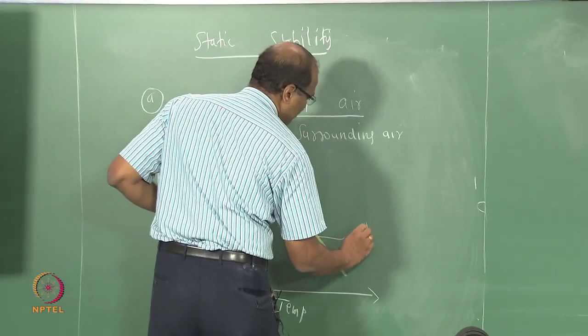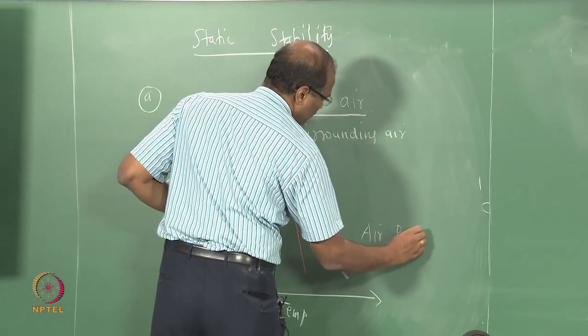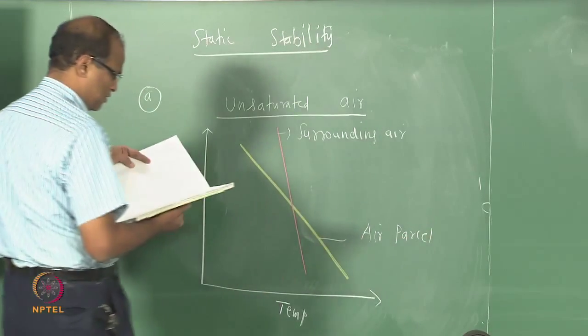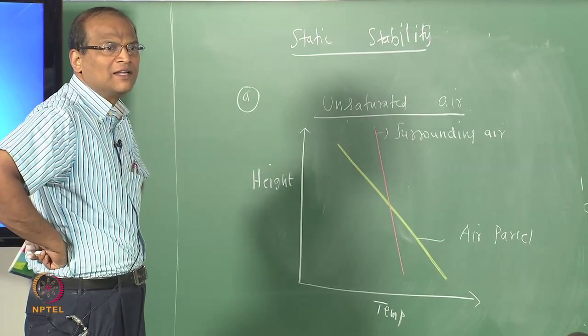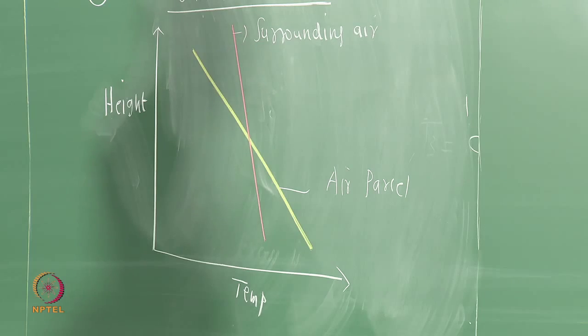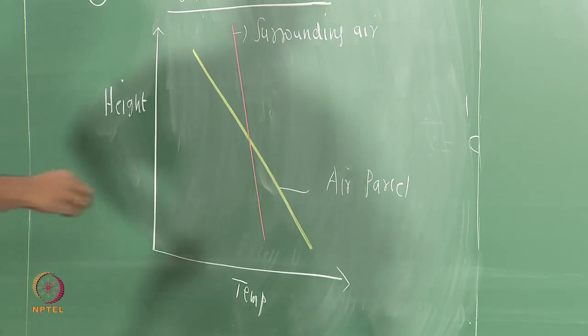This one is the air parcel. If it is an unsaturated air, the air parcel will follow what? Gamma, what is its dharma? What will it follow? Gamma of dry air. It will follow gamma D.